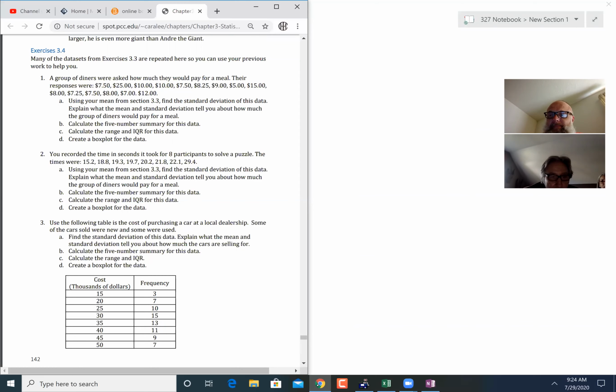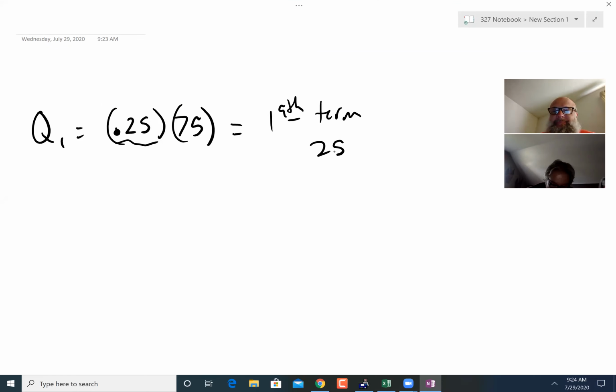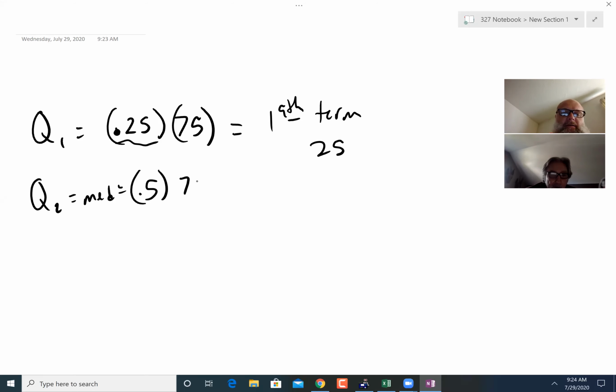Does that make sense? Okay, so Q1, which again is the 25th percentile, is the 19th term, and the 19th term is the number 25. And then while we're at it, let's just find the median, or Q2. Well, what's half of 75? 37 and a half, I think. Yep. So that rounds up to the 38th term.